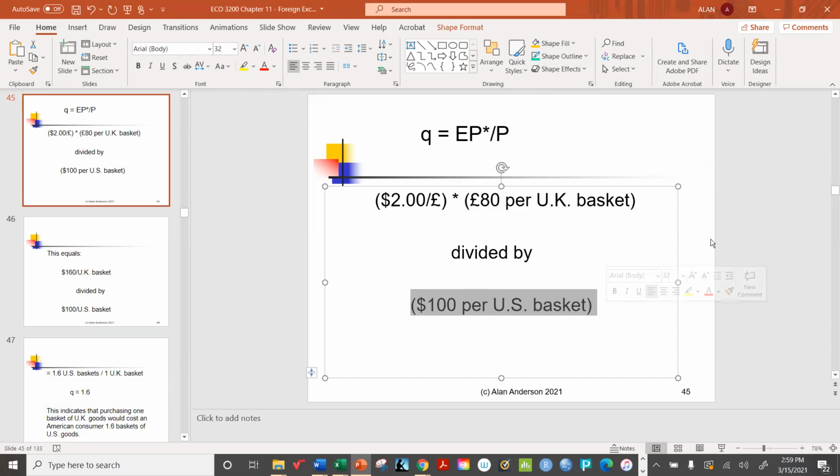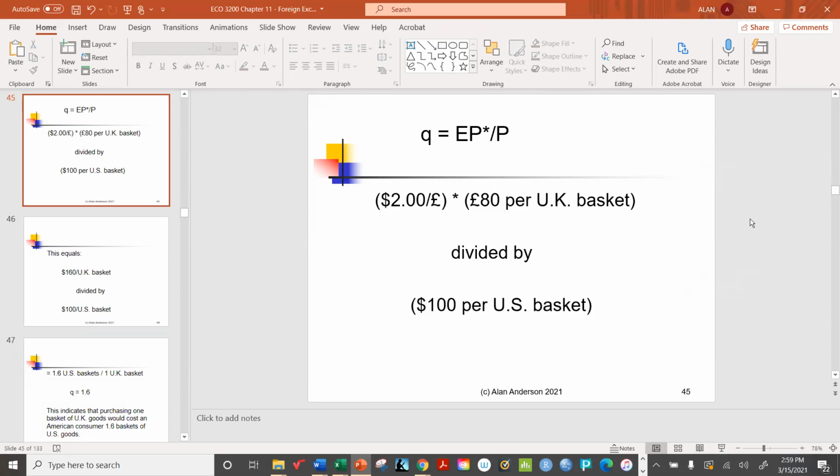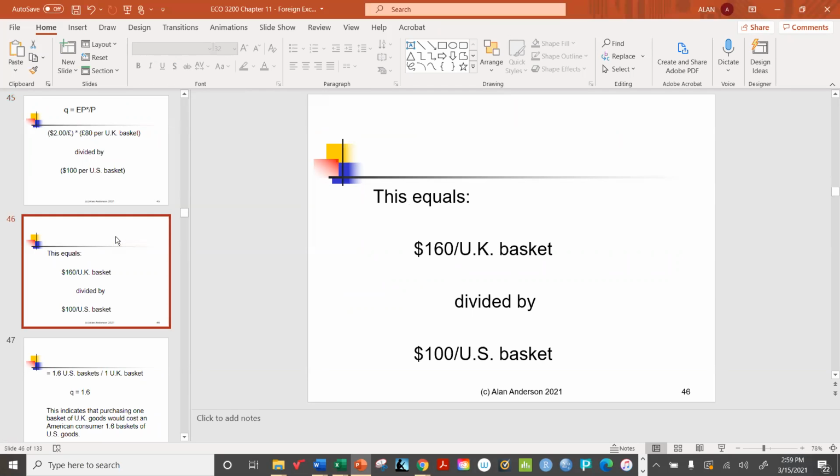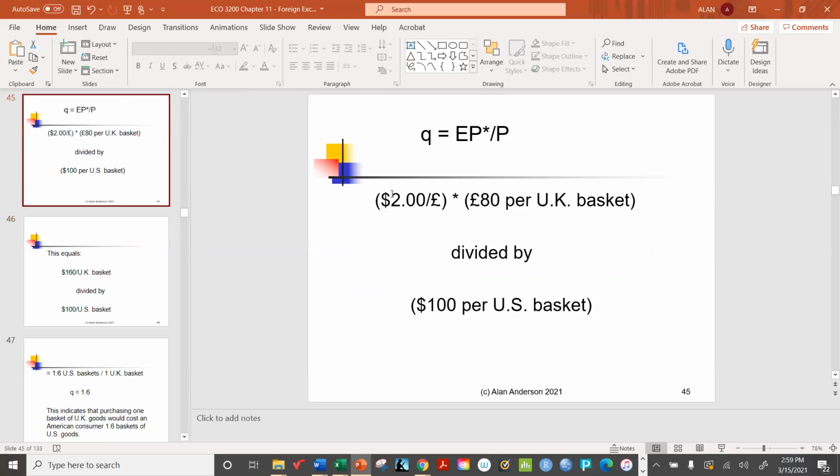By the way, when we're done with all this, all of the units, the dollars and pounds, will drop out. The units will be the number of US baskets that are needed to buy one UK basket. You'll see in a second, don't worry. So you can simplify this now by multiplying through here. If you notice, $2 per pound times 80 pounds per UK basket means that it will cost an American $160 to buy this basket.